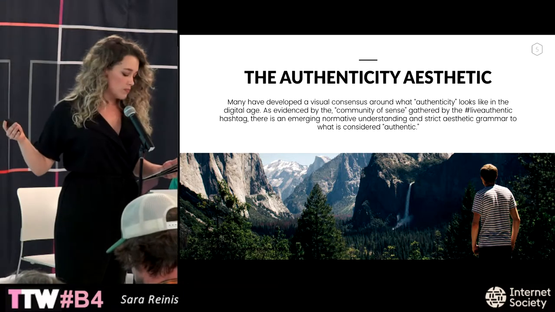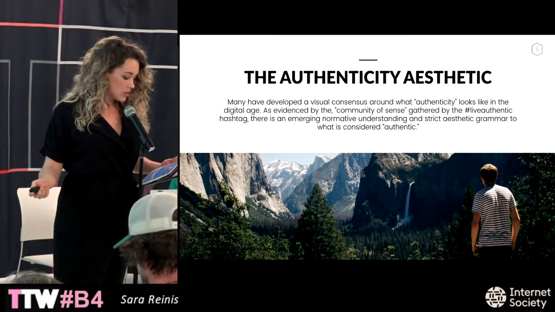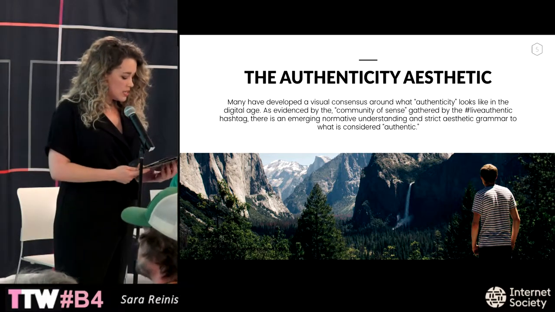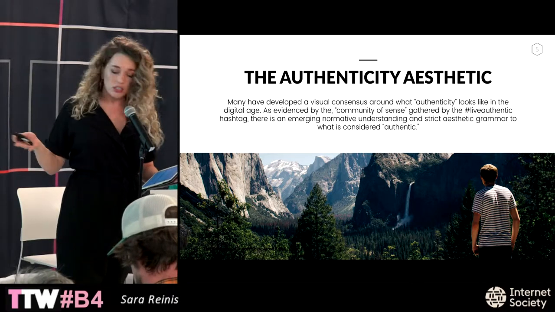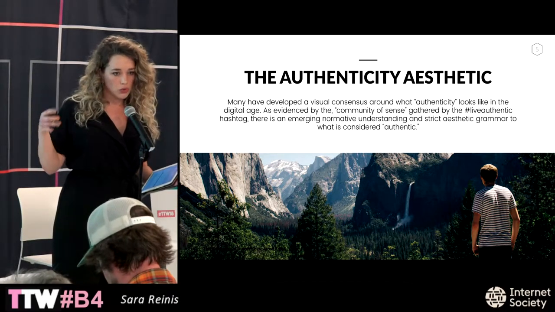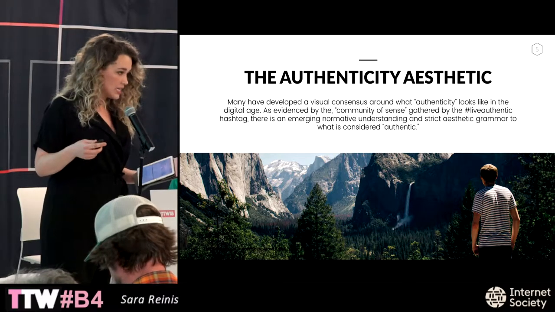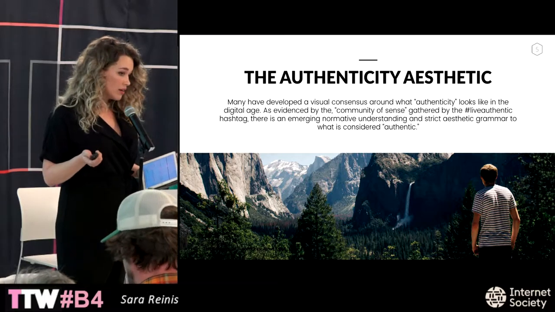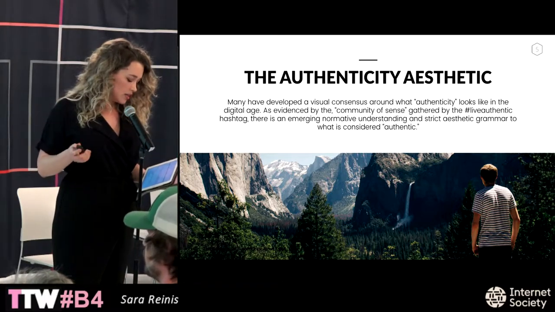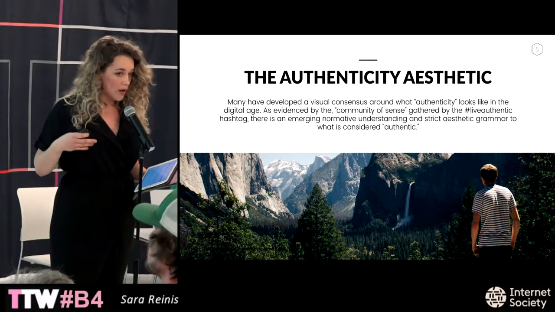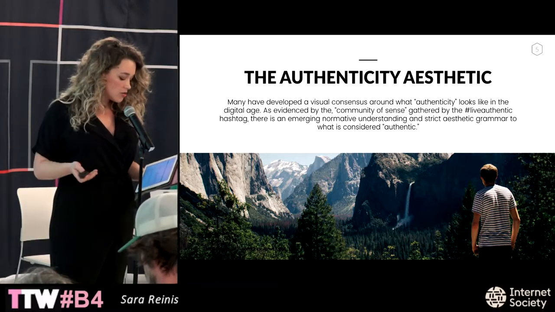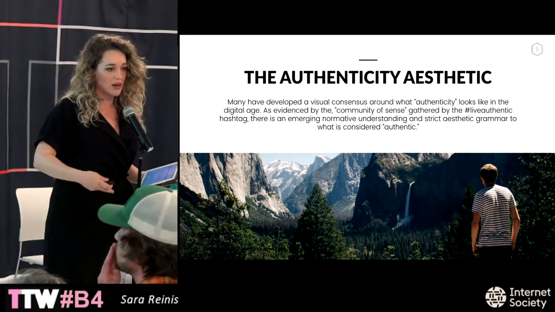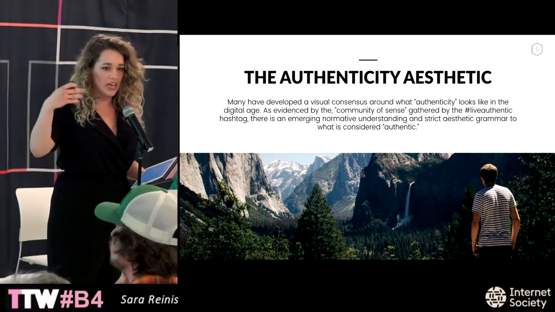So then this forms what Rancière would call a community of sense, which I referenced before, that's gathered by this Live Authentic hashtag. So we see then an emerging normative understanding and a really distinct visual grammar over what qualifies as authentic. As Sarah Banet-Weiser says in her book, Authentic: The Politics of Ambivalence in Brand Culture, contemporary US society hungers for that which feels authentic. And we continue to invest in the notion that there are these authentic spaces out there that we can access and that we can consume, but they always feel kind of vaguely out of reach.